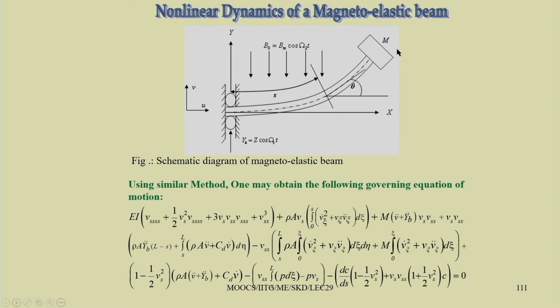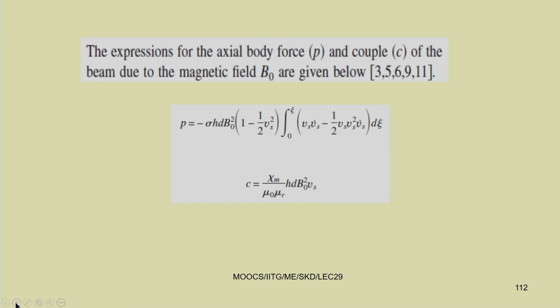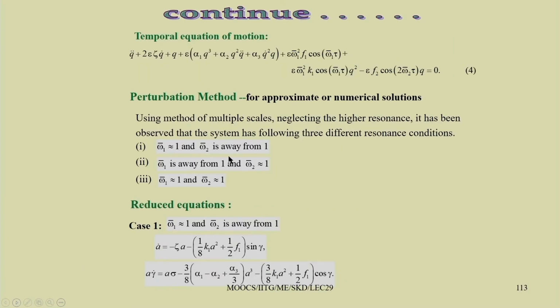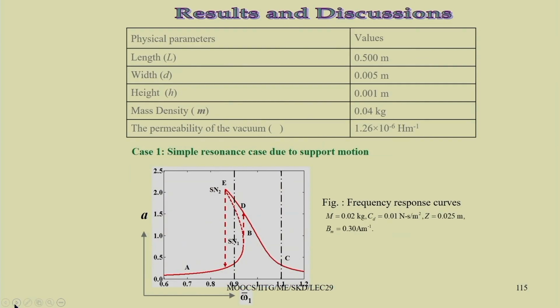So, if you take this same magnetoelastic beam and apply this magnetic field instead of applying axial load, with a tip mass you can have this equation of motion. In this equation you can study different types of resonance conditions. Here, this is the direct excitation, the second term is the nonlinear term, and the third term is the parametric excitation term. So, we have these reduced equations you can get for different cases, and you can study similarly.